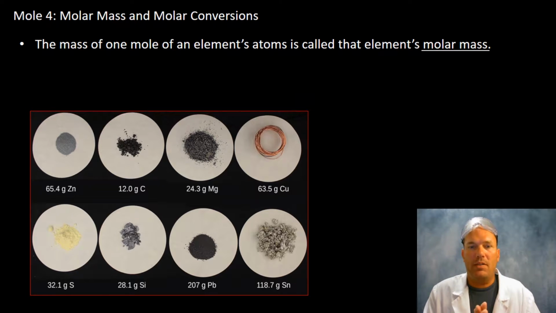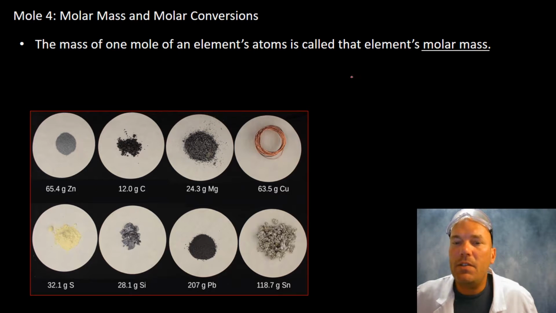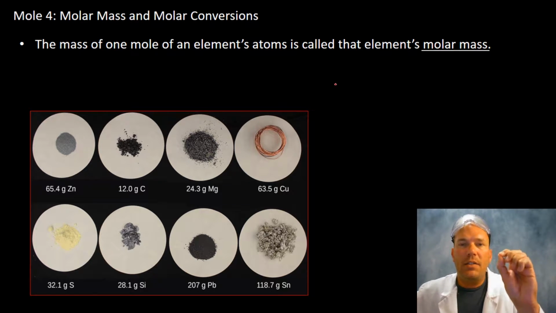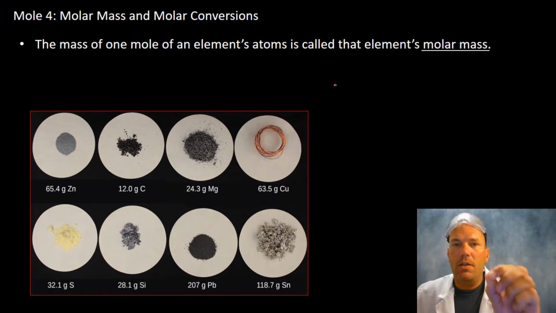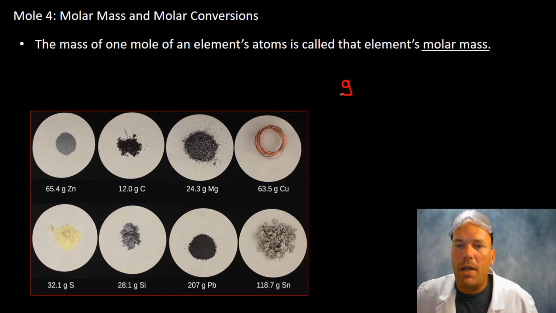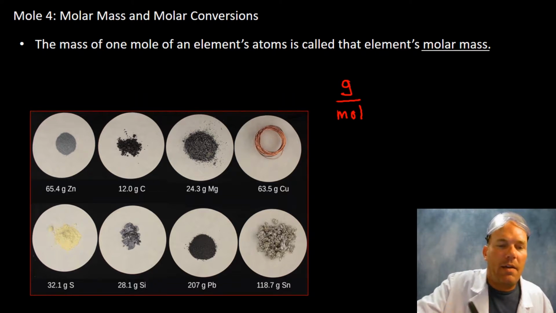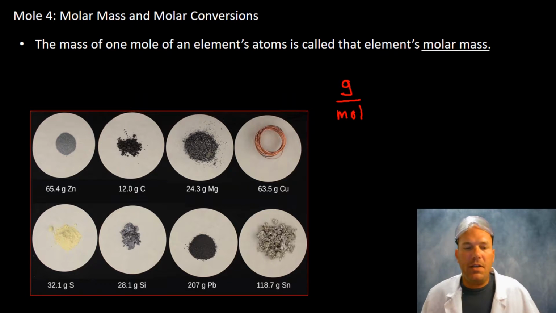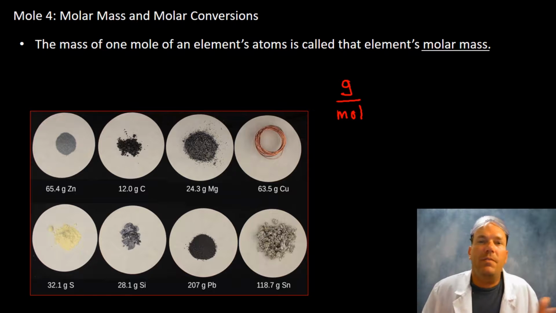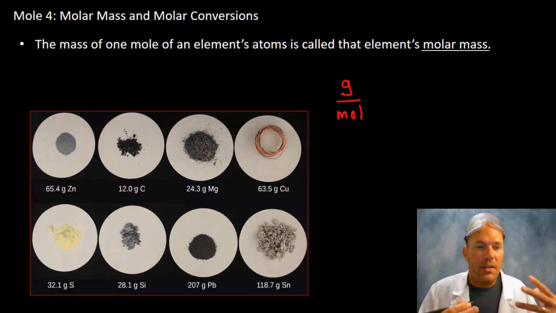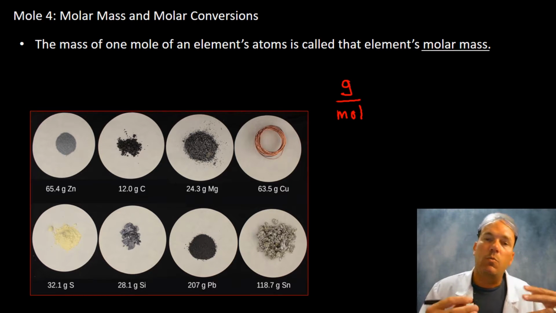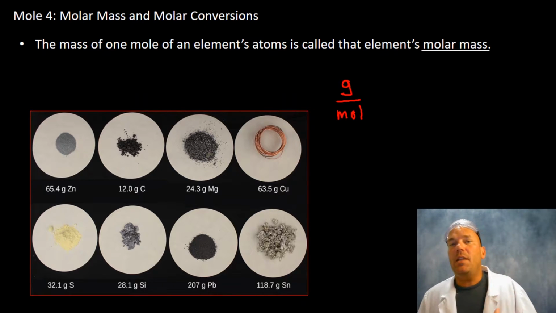That's molar mass, all right? Molar mass is going to be expressed in units. So again, let's think about it. The mass of 1 mole, grams per mole, okay? I have various examples here: zinc, carbon, lead, tin, copper, just a number of examples for you to look at, but these all represent 1 mole of these elements.